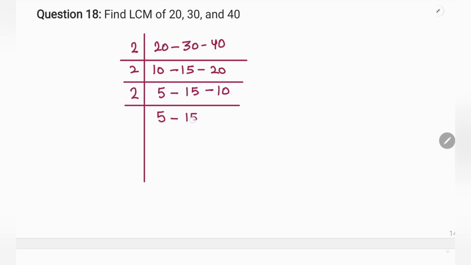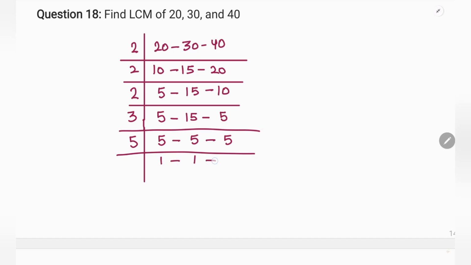We get 5, 15 and 5. Right? And after that, I will take 3 now. Why 3? Because 15 is divisible by 3. So 5 as it is, 3 fives are 15, and 5 as it is. Now I will divide with 5. 1, 1, 1. So what is the LCM? 2 times 2 times 2 times 3 times 5. 2 times 2 is 4, 4 times 2 is 8, 8 times 3 is 24, 24 times 5 is 120. So this is our answer.